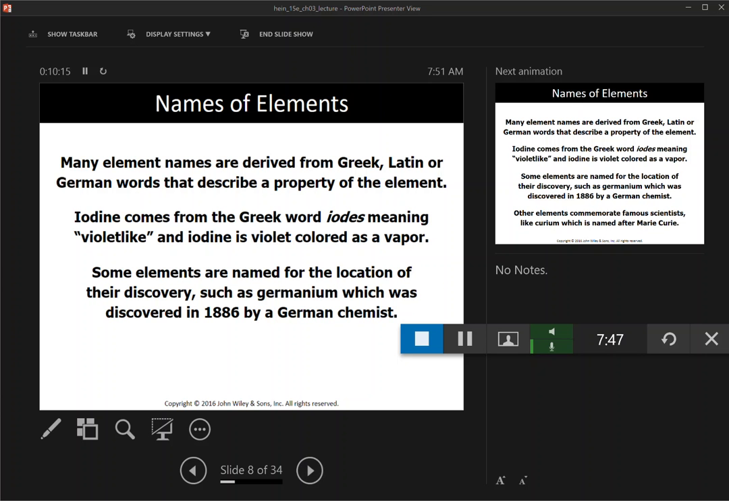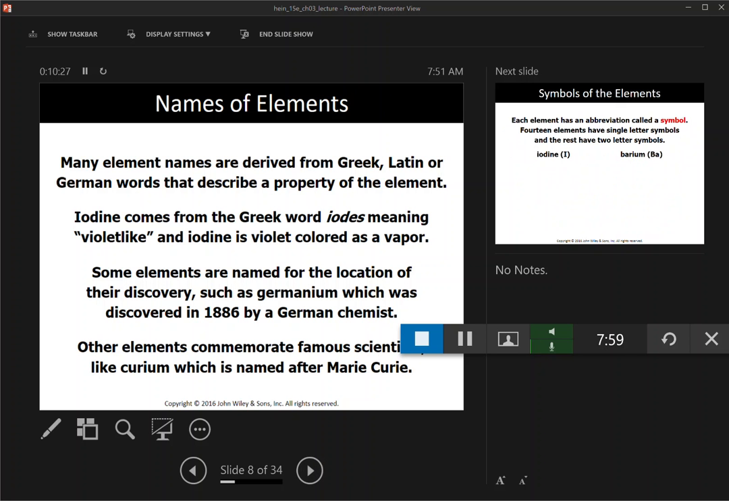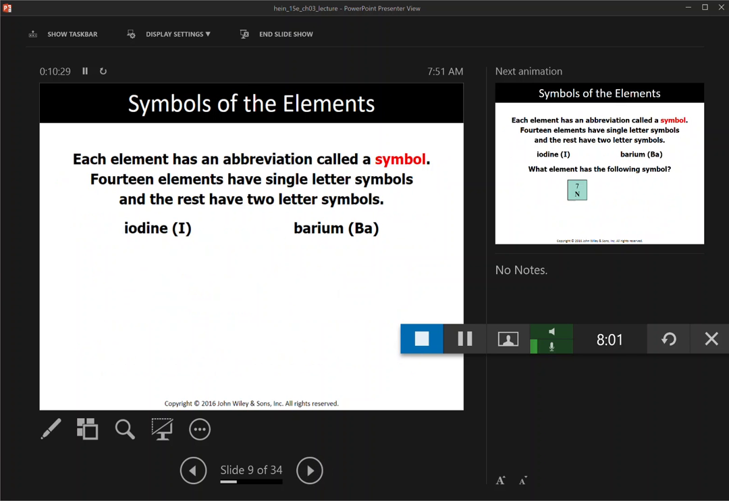Now, some of the names of the elements are derived from the scientists that discovered them. So the scientists gave them their names. There are interesting facts about the elements, but most importantly for us is knowing the symbol and the name for the elements. So the periodic table that will be given to you includes the symbol for the elements, not their actual name. So you are required to know the name and symbol of the elements.